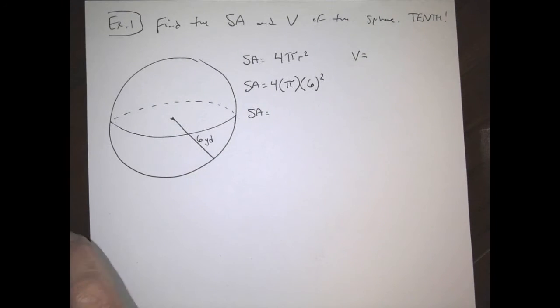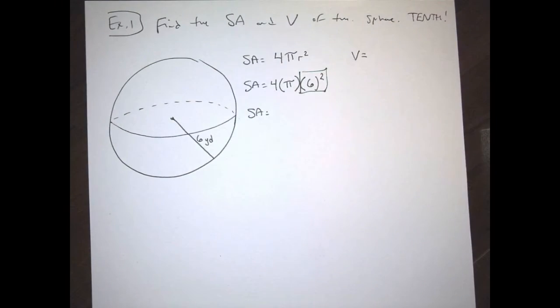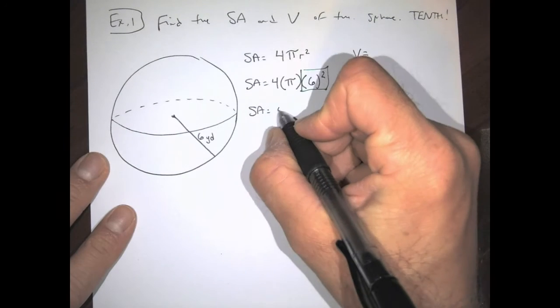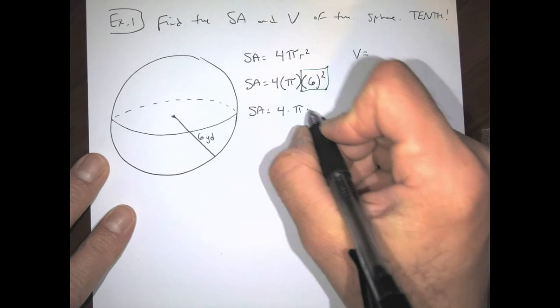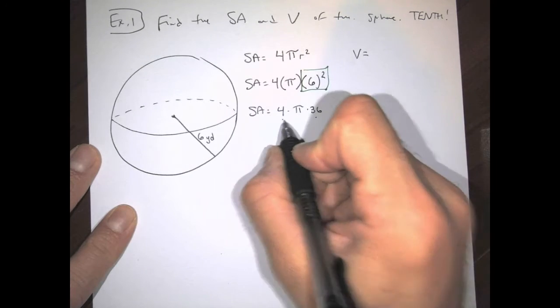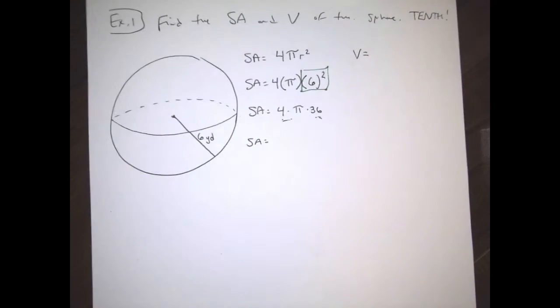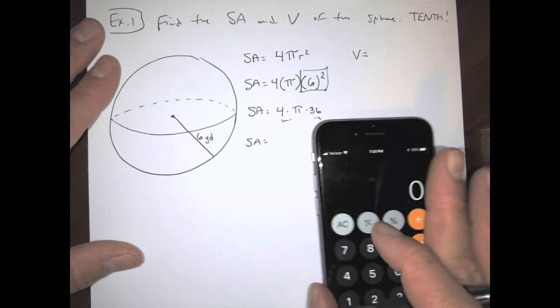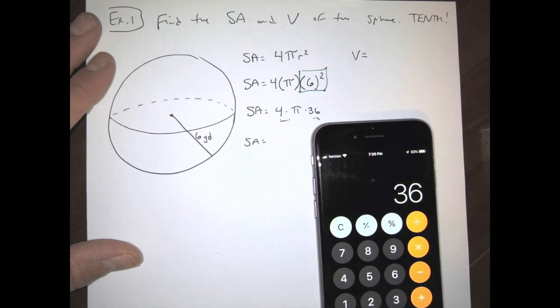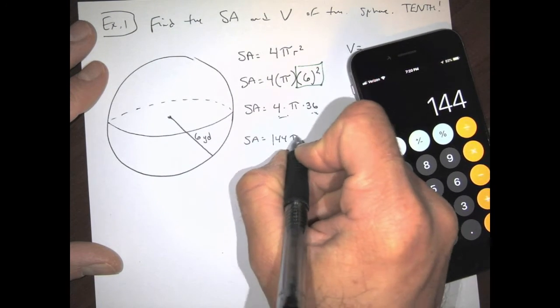We need to do exponents before we do multiplication. So we're going to do this first. 6 times 6 is 36. We got 4 times pi times 36. Multiply these two numbers together. 4 times 36, I think it's 144. I don't want to mess this up. Certainly not on my last day of teaching. Yeah, 144. So it's 144 pi.